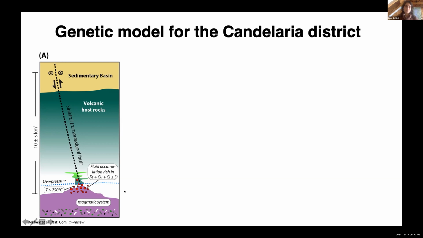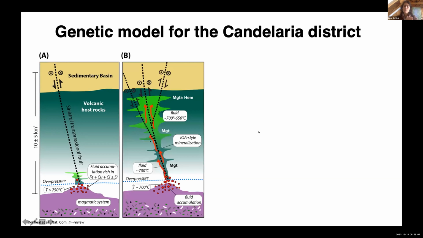So we have to think about a system that starts with a magmatic system that is pretty high temperature, that's accumulated fluid rich in iron, copper, chlorine, and it's overpressured. So once we move the faults a first time, the fluid that will ascend will be too hot to transport copper.